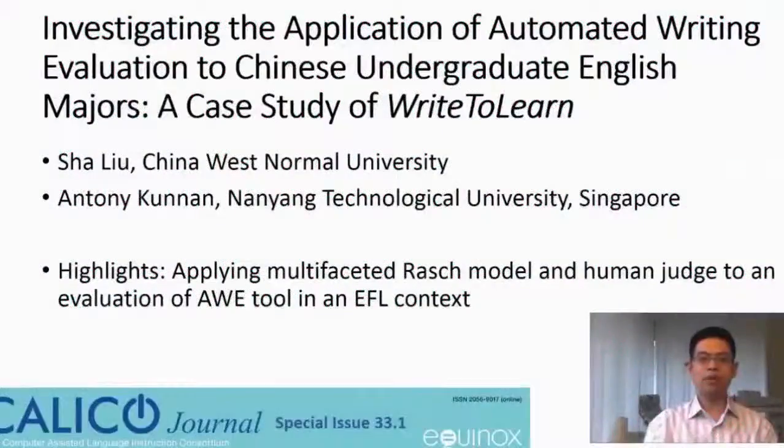The next paper is written by Sha Liu of China West Normal University and Anthony Kunnan of Nanyang Technological University, Singapore. And their title is Investigating the Application of Automated Writing Evaluation to Chinese Undergraduate English Majors: A Case Study of WriteToLearn. This study examined the scoring ability and the precision of feedback from a commercial software, WriteToLearn. Liu and Kunnan combined multifaceted Rasch modeling and human judgment to evaluate this software in the EFL context.